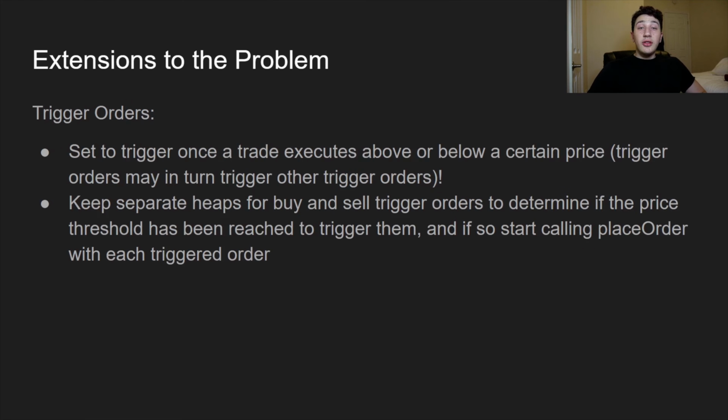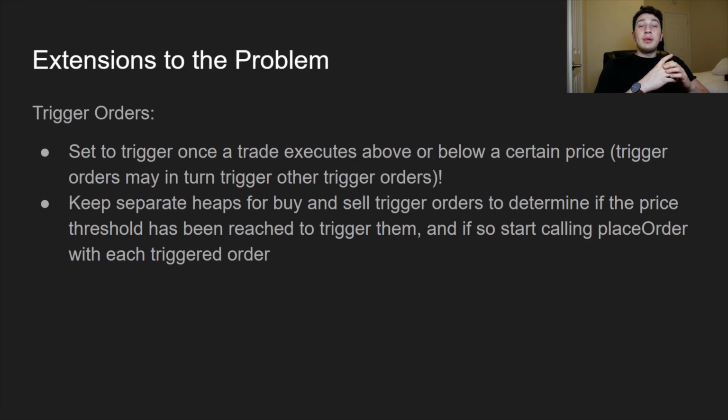Okay, what is another extension to the problem that I've seen? I've also seen trigger orders. Trigger orders are similar to limit orders, but basically you set a price, and then the second the book crosses that price, the second the spread or a transaction goes beyond that price, the trigger order is going to place a given order as specified by the trigger. And trigger orders can even trigger other trigger orders.